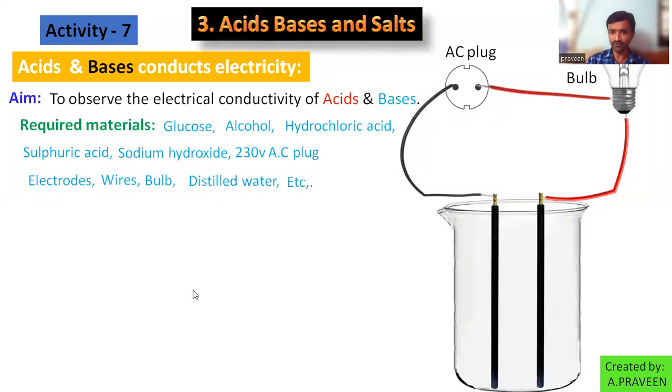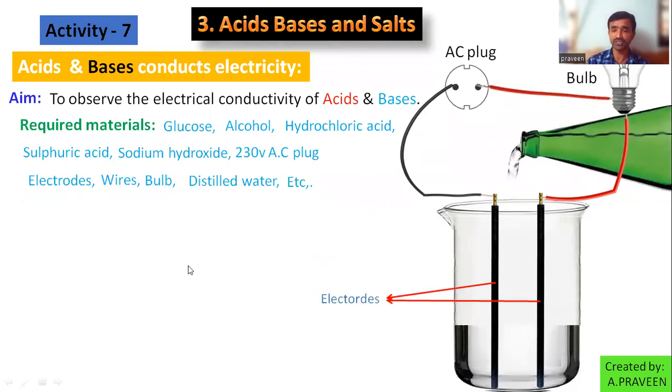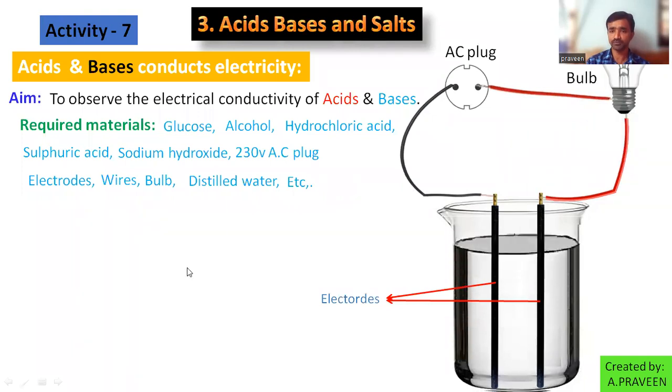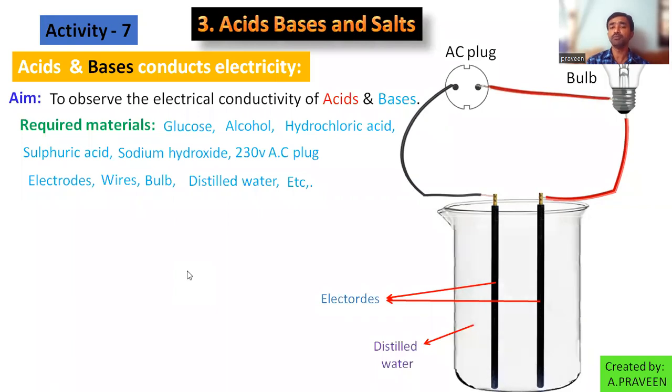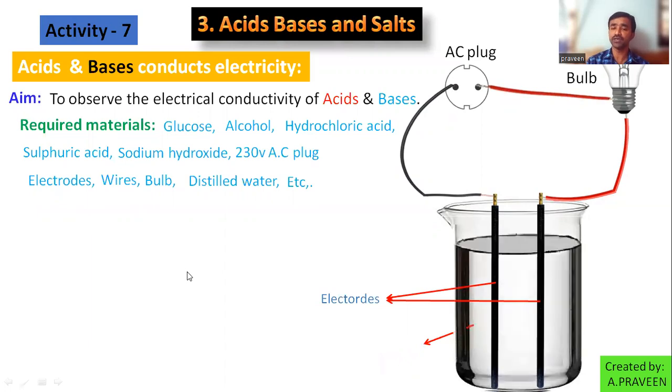Here, when we fill it with distilled water, what happens? See here, electrodes are there. I'm filling this with distilled water first, then observe by switching on. When we switch on, we will see that the bulb does not glow. So remove that water, make it dry, then fill it again with another solution, that is HCl. Then what happens when we switch on? The bulb glows.